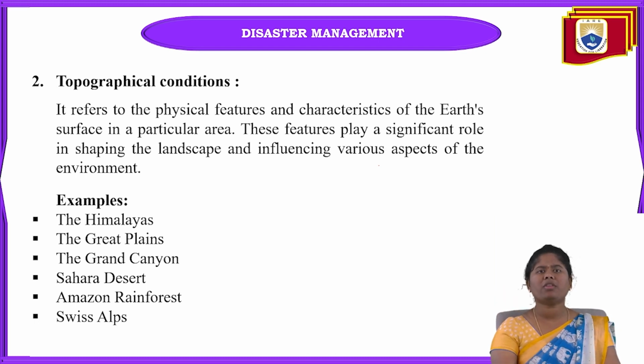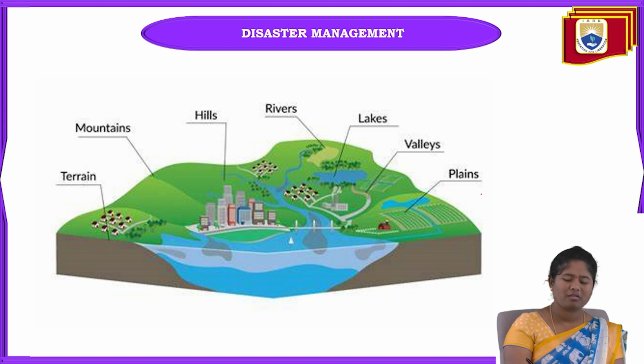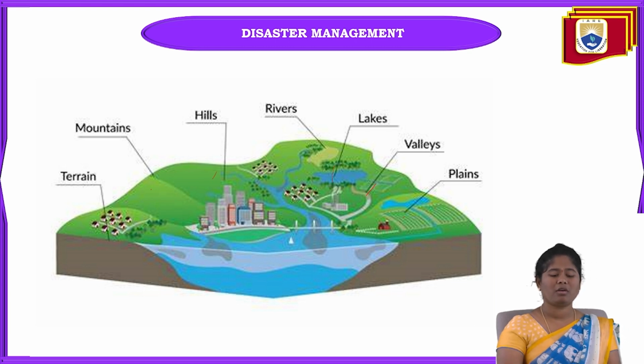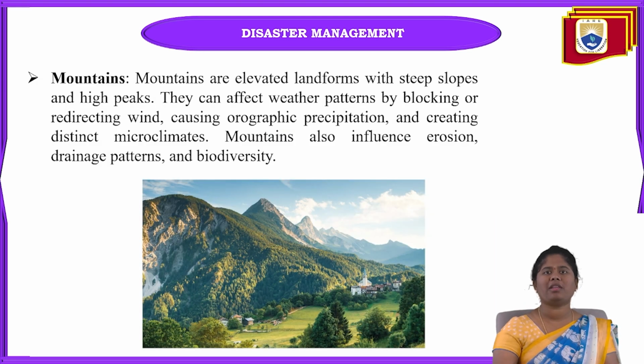Some of the examples here you can see: Himalayas, plains, Grand Canyon, Sahara Desert, Amazon rainforest, Swiss Alps. These are all the best examples that occur due to topographic conditions. Here you can see plains, valleys, lakes, and rivers. These are hills, mountains, and terrains. These all come under topographic conditions. Here you can see how these plains look and how these valleys look. In detail, I am going to explain now step by step. Coming to the first one, that is mountains.